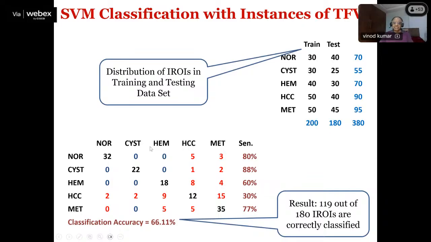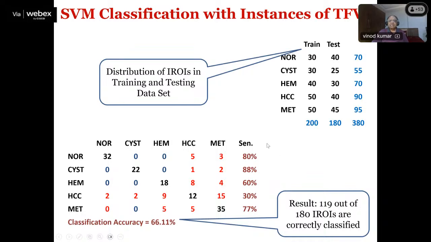So here, in classification, in case of normal, you will find 32 normal, 5 HCC, and 3. That means out of 40, 32 correct, and 5 and 3 are misclassified. So 32 out of 40, 80% accuracy. Classification accuracy overall 66, very poor, very less. Result 119 out of 180.